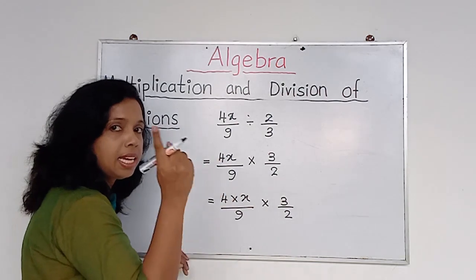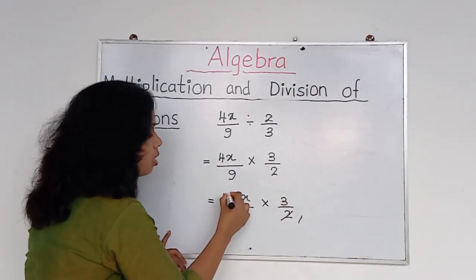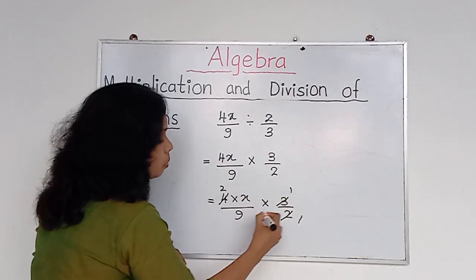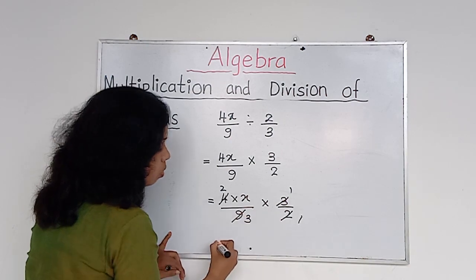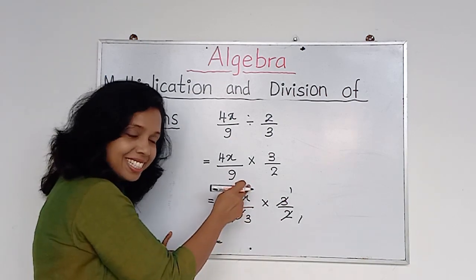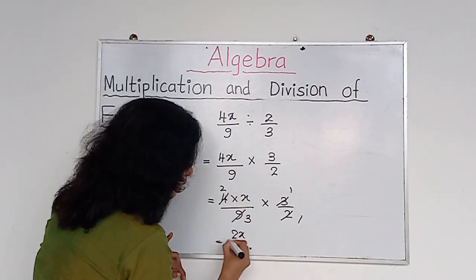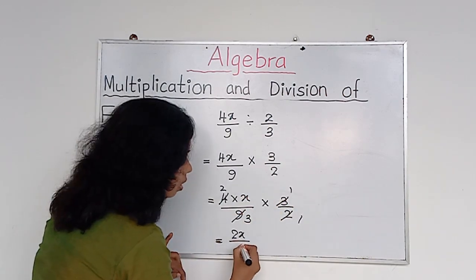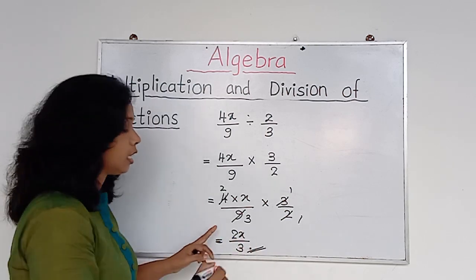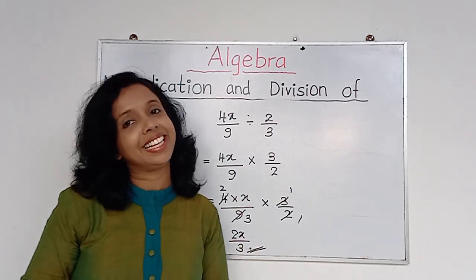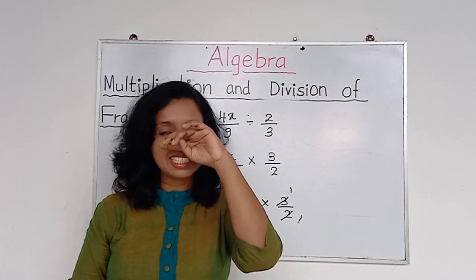Can you simplify? Yes. 2 times 1, 2 times 2, 3 times 1, 3 times 3. Now look at this. 2 times x, 2x. 2x times 1, 2x. 3 times 1, 3. The final answer is 2x over 3. So that's the end of today's lesson.